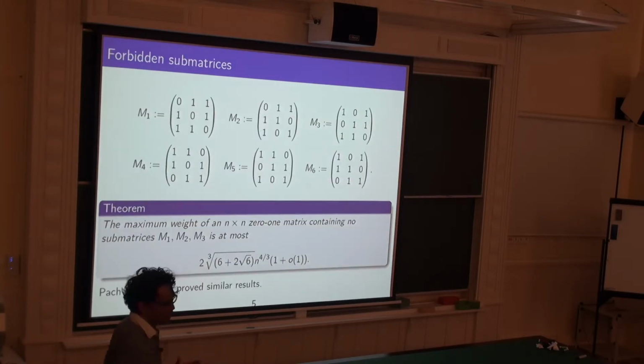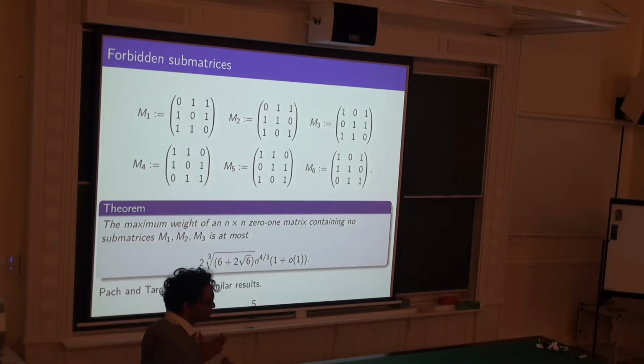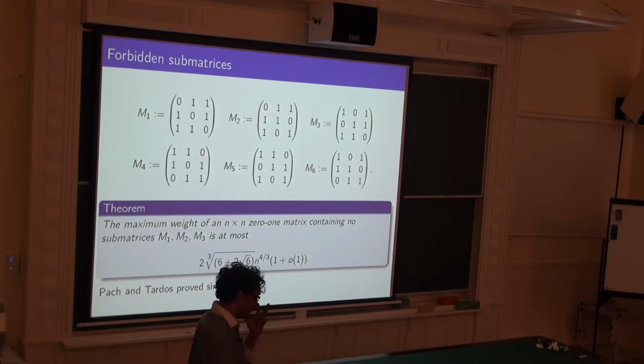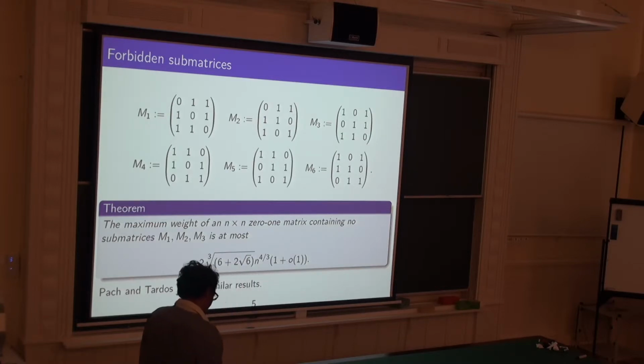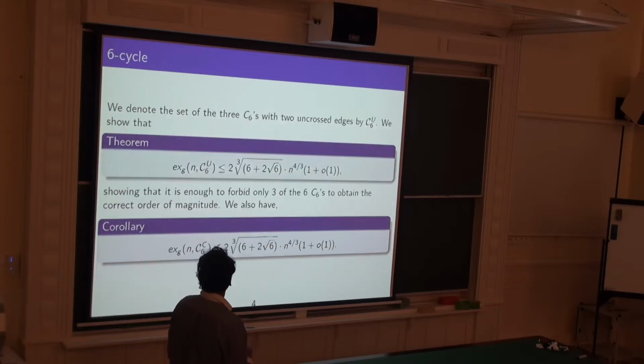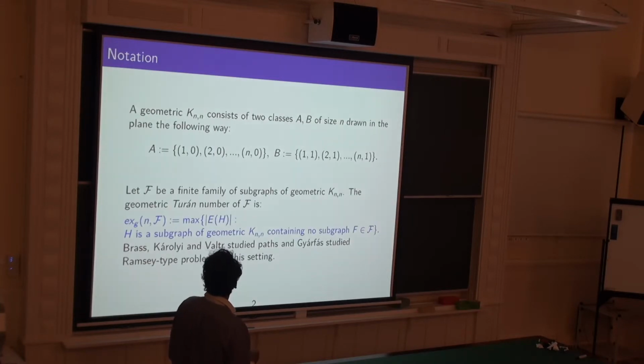And this can be translated to the language of forbidden submatrices. Actually, this is equivalent to the language of forbidden submatrices. We just have to imagine that these vertices are on the rows, and these vertices are on the columns, and we put a 1 if there is an edge, and we put a 0 if there is not an edge.